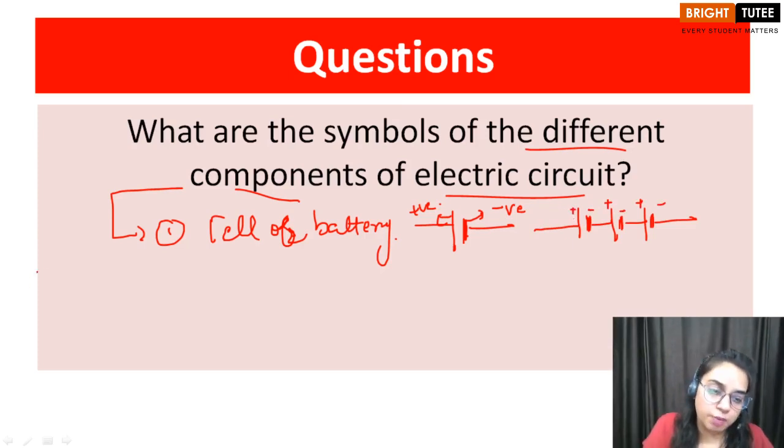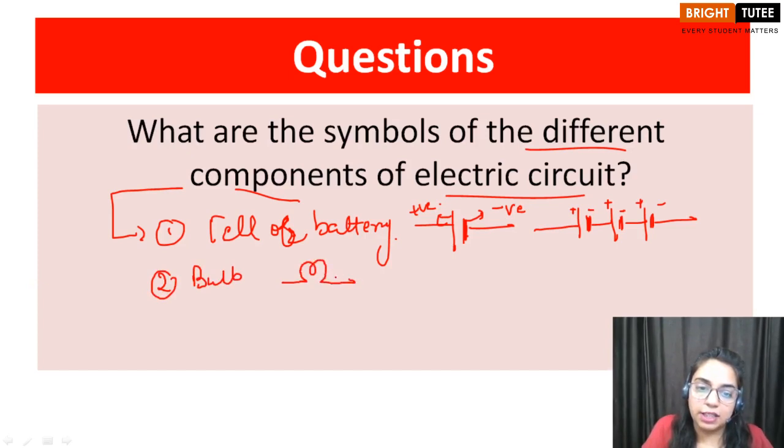Then the next component that we discussed was an electric bulb. And how do we represent an electric bulb? We make a filament or a coil like this and we enclose it within a circle. This is the symbol for the bulb.